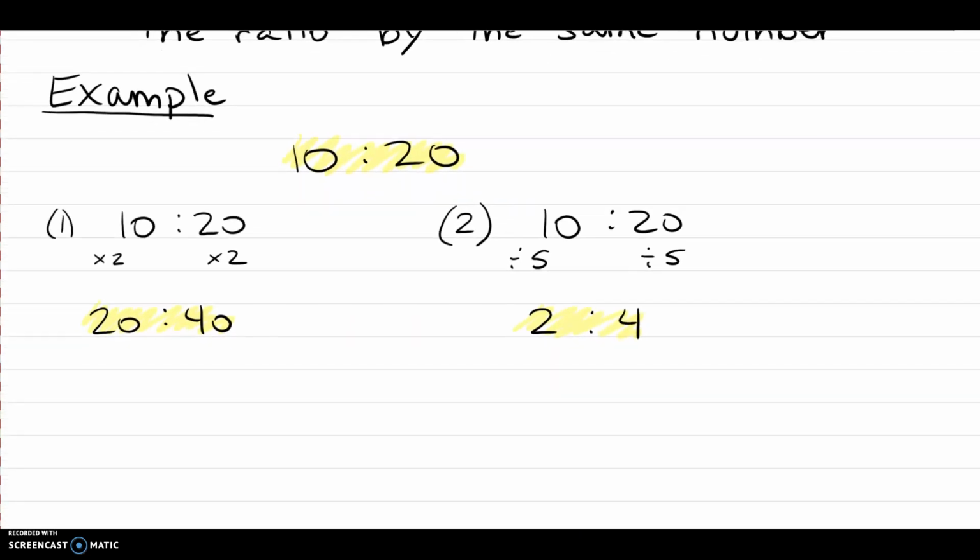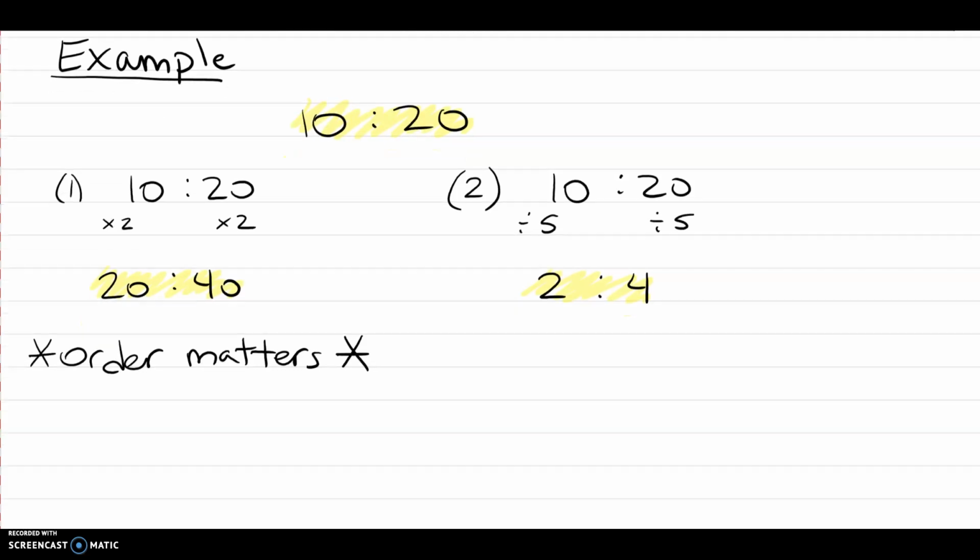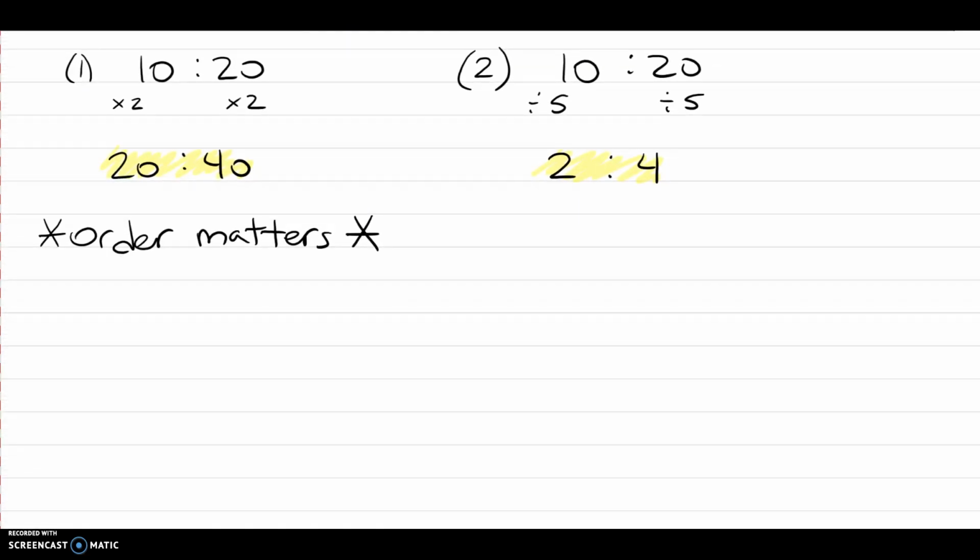And remember, when you're dealing with ratios, the order matters. So you can't switch the numbers. It's really important that you stay in the same order. So what we're going to work on is finding equivalent ratios. And really all you're doing is using your multiplication and division skills to find equivalent ratios.